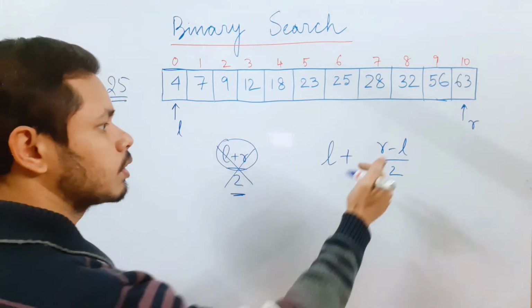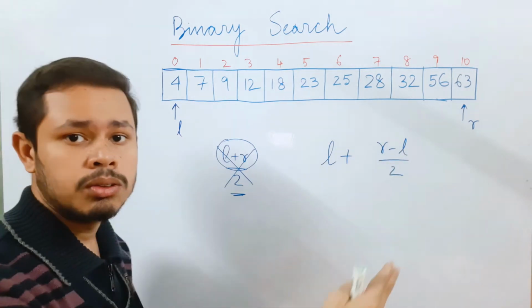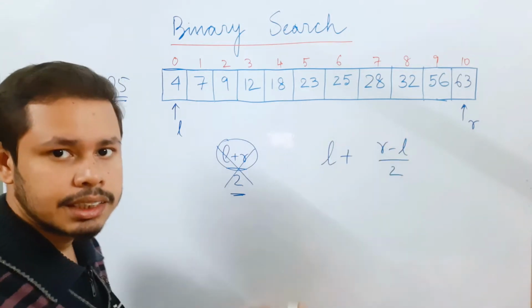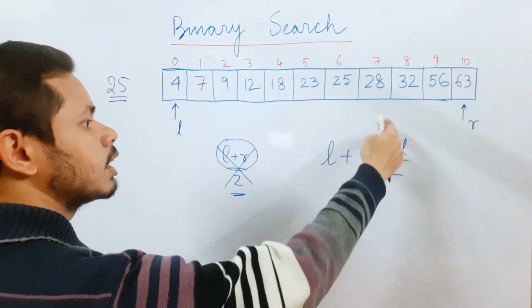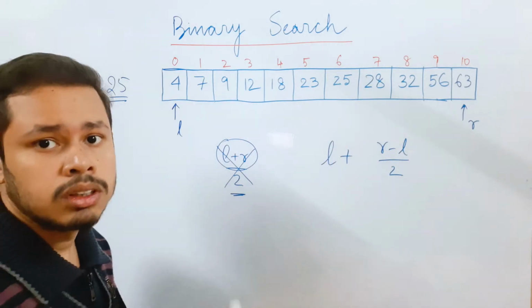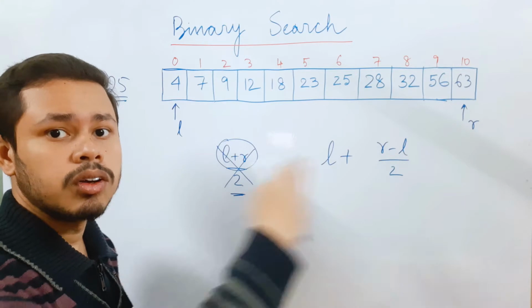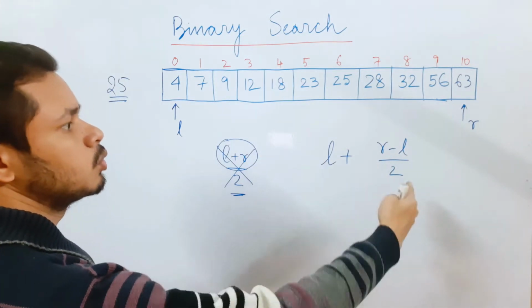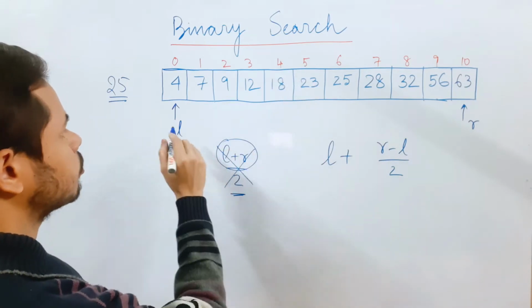Why? Because R minus L will not give you an integer overflow, because it automatically decreases the value. If R is very large, R minus L will always be less than or equal to the R value. So it will not overflow. That indicates how much shift you need to do from the left pointer to find the middle element.